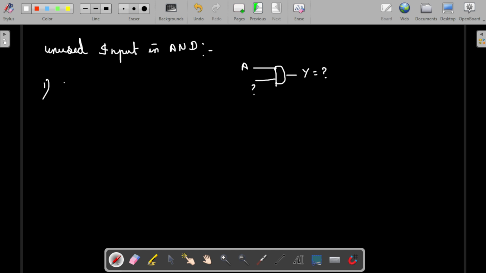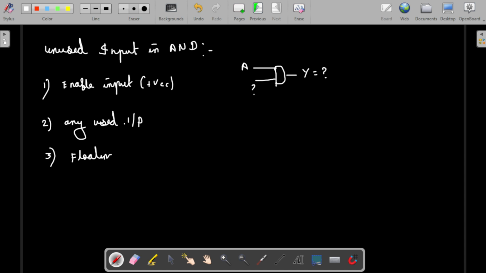One is connecting to the enable input, which is nothing but VCC. That is one thing: enable input means VCC. Second thing is we can connect it to any used input; we can loop it to any used input. Third thing is the floating input. We can just leave it floating, then it will be considered as 1. But this floating is only possible in TTL, transistor logic. In transistor logic only, the free, unused input will be considered as 1. So unused input will be equal to 1.